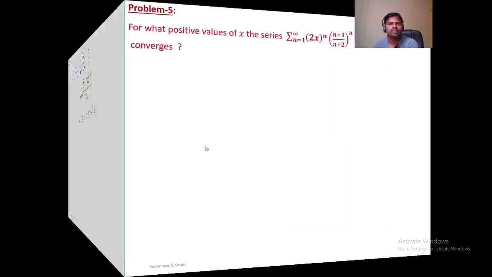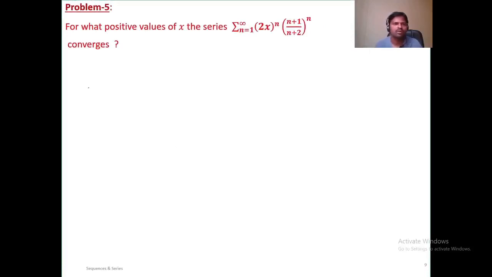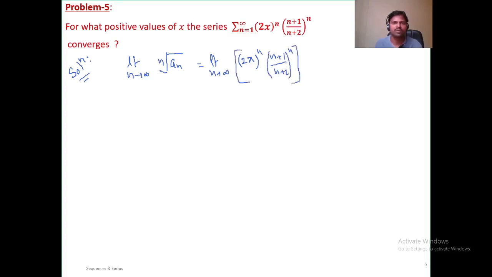Okay. Next one. For what positive values of x does the series converge? Again, look, power n is there. Therefore, the nth root test is most suitable. So directly, limit n tends to infinity of the nth root of an. Directly I am writing, hope you will understand. So limit n tends to infinity of an: 2x power n and (n plus 1) power n plus 2 power n. So this is an, and whole power 1 by n, because in the nth root test we have whole power 1 by n.